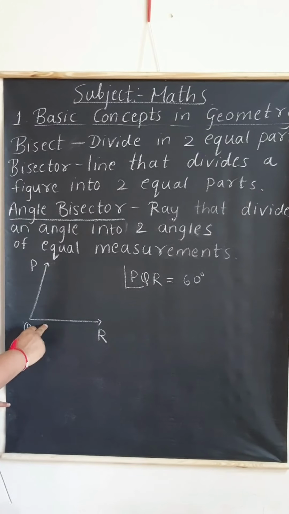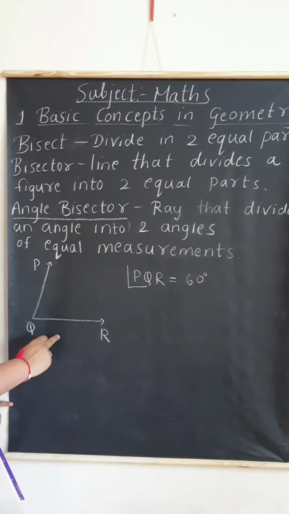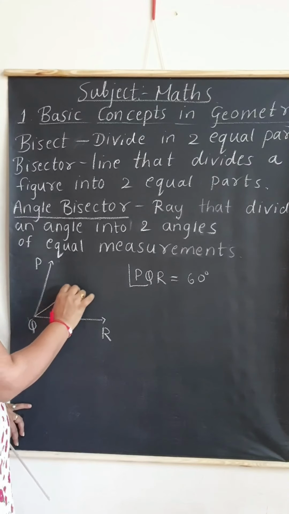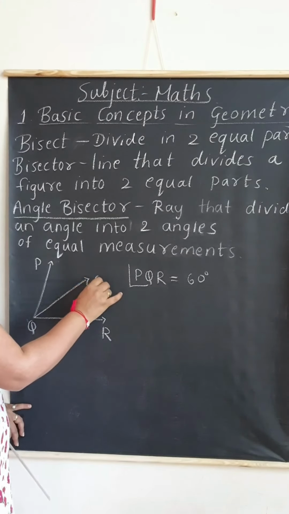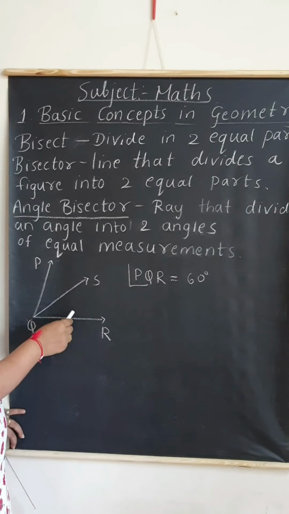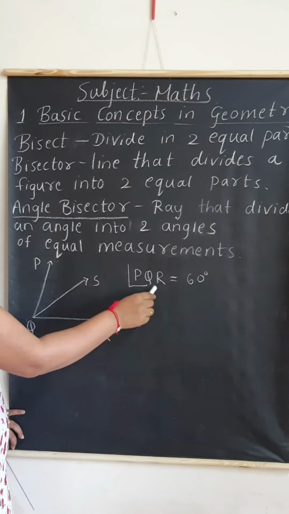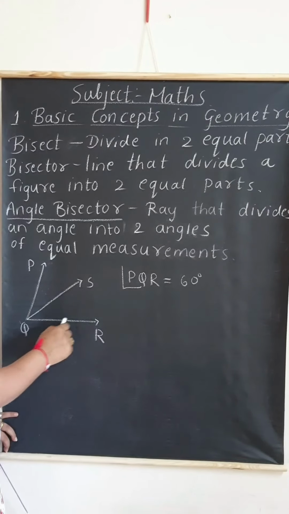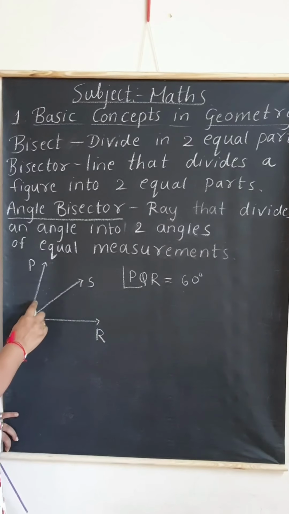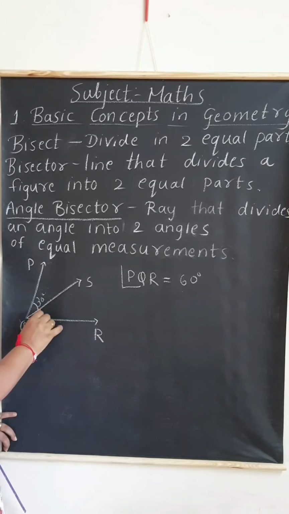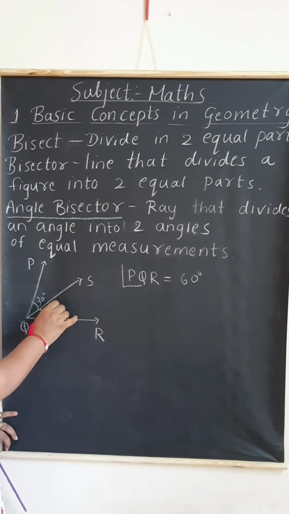Bisect this angle means I want to divide this angle into two equal parts. So now I will draw a ray QS. Now the meaning of bisect is to divide into two equal parts. Now the whole angle PQR is 60 degree. So when I divide into equal parts, what are the equal parts of 60? 30 degree. So these two angles will measure 30 degree each.